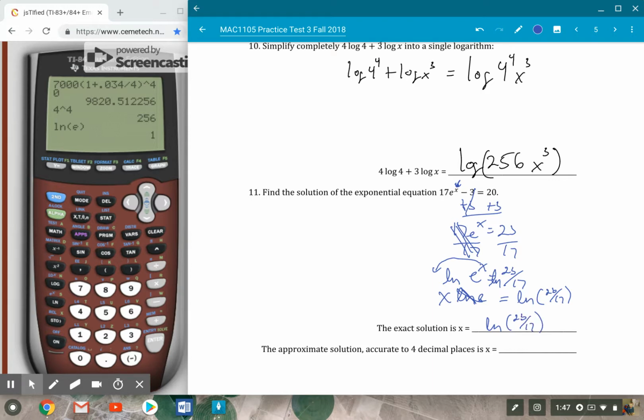And my approximate solution, 23 divided by 17 within those parentheses, is 0.3023.